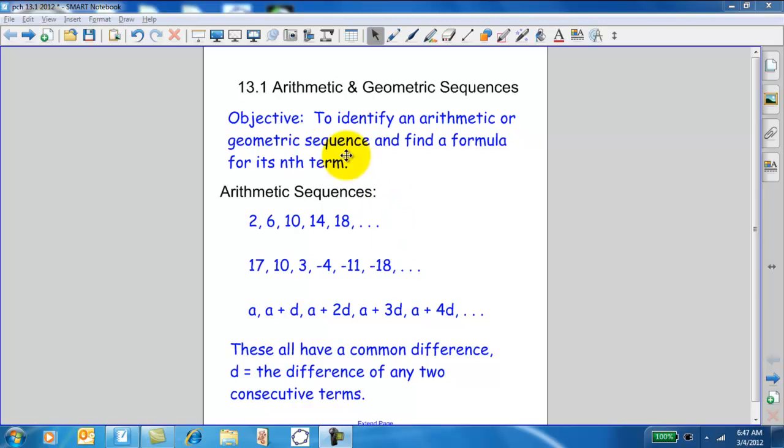Hello, pre-calc honors students. Here we are with 13.1, arithmetic and geometric sequences. Our objective is to identify an arithmetic or geometric sequence and find a formula for its nth term.